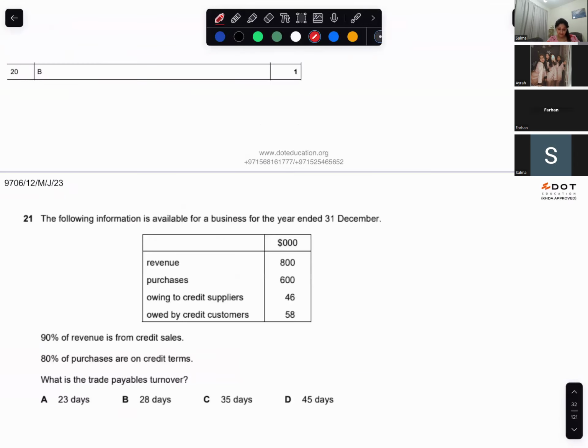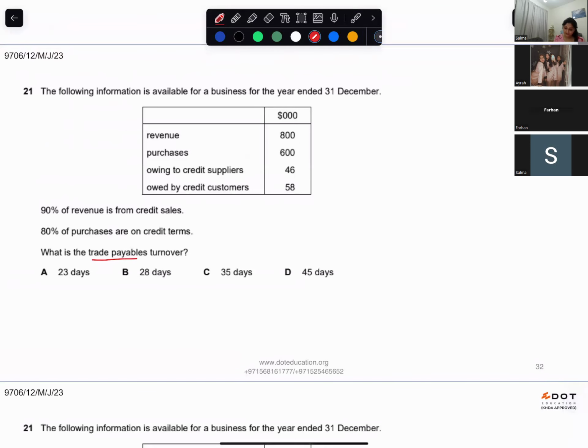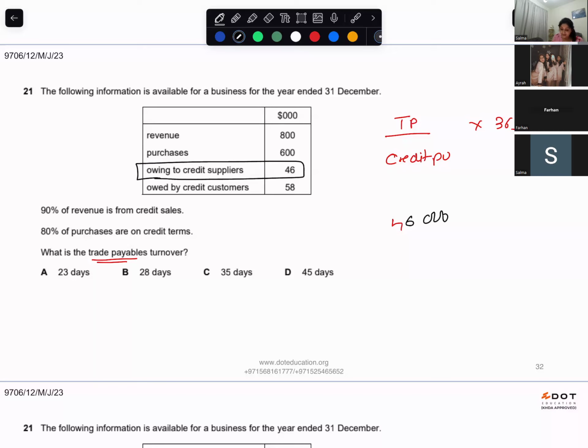Next, trade payables turnover ratio. What is the formula for the trade payables turnover ratio? Trade payables upon credit purchases into 365. What is trade payables? It is 80% of the purchases. Trade payables is 46,000.